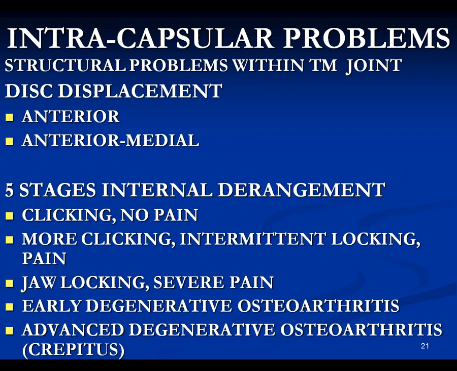Most of them in stage two, where you have more clicking and intermittent locking and pain, those are the ones you got to treat. Okay, so those are the ones I'm going to concentrate on tonight because those are slam dunks. Stage three is jaw locking with severe pain. If you don't treat them in stage two, it can lead to jaw locking and severe pain, and then early degenerative osteoarthritis, and then the last one is advanced crepitus. So you don't want 3, 4, 5. You want to treat the patients in stage two.